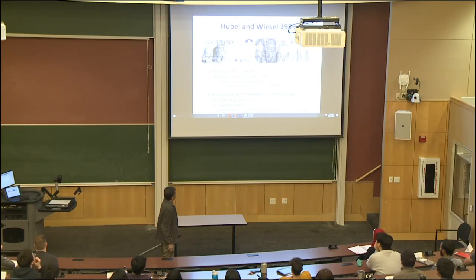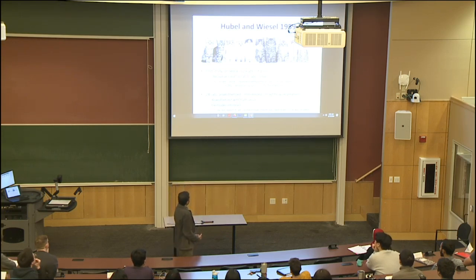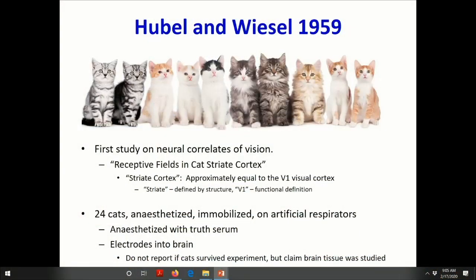Hubel and Wiesel in 1959, which has to do with cats. Lots and lots of cats. This was the first study on neural correlates of vision. The paper was called The Receptive Fields of the Cat Striate Cortex. The striate cortex is a region at the back of the cat's brain.